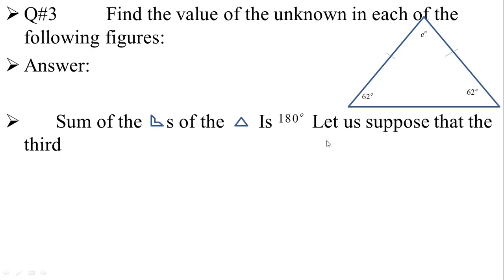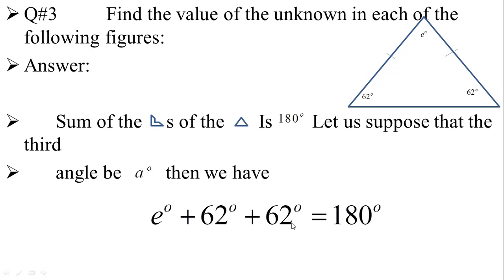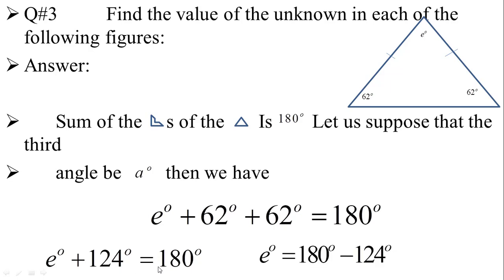So let us suppose that the third angle is e degrees, then we can write that e degrees plus 62 plus 62 is equal to 180. Now we will add 62 plus 62. The answer will become e degrees plus 124 degrees is equal to 180 degrees. Then we can write that e degrees is equal to 180 minus 124. The final answer of the unknown value of e degrees is equal to 56 degrees.